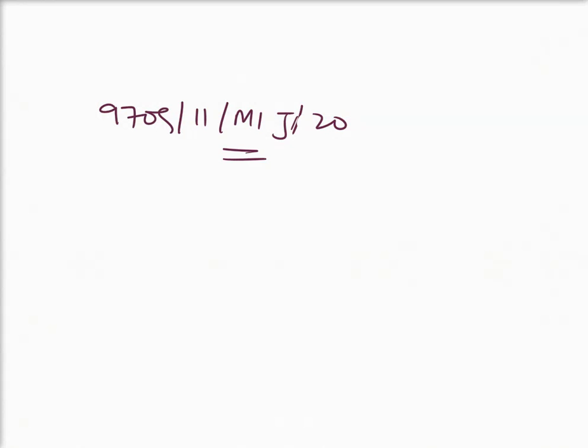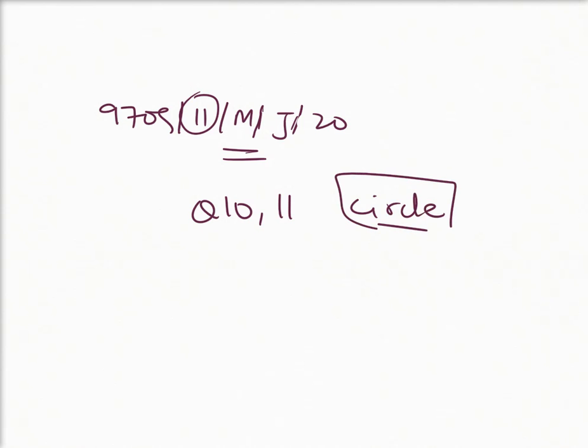Okay, May, June 20, 11. Paper 11, May, June 20. Okay, look at this paper. We have to look at two questions, 10 and 11. Again, one is of circle because I think so. Similar question would be repeated.